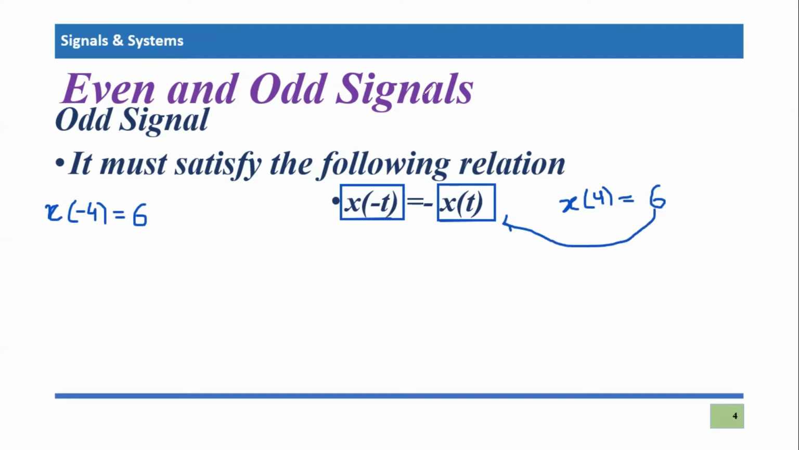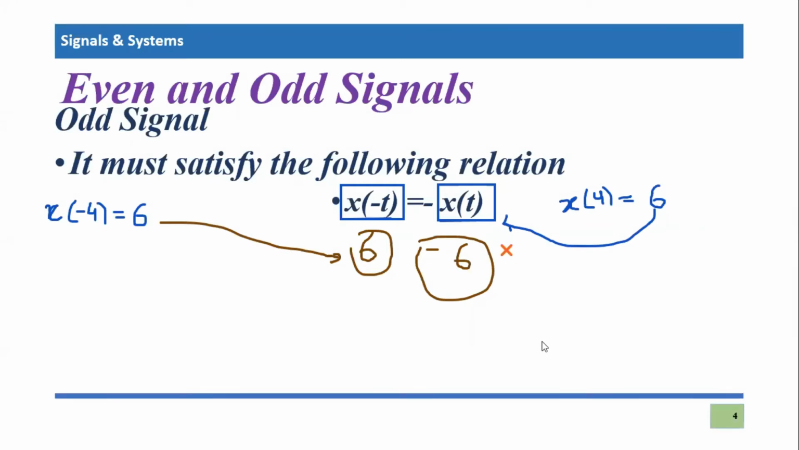Now we can put these values into the relation. 6 will come from here, right? And the minus sign from the mathematical relation, and 6 will come from here. So do you think that relation holds in this specific case? No. Keeping these values in mind, we can easily say that this equation doesn't verify this relationship, right?